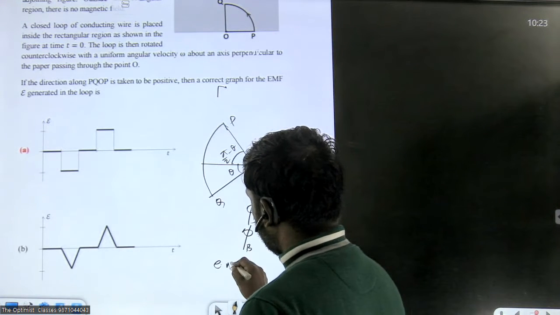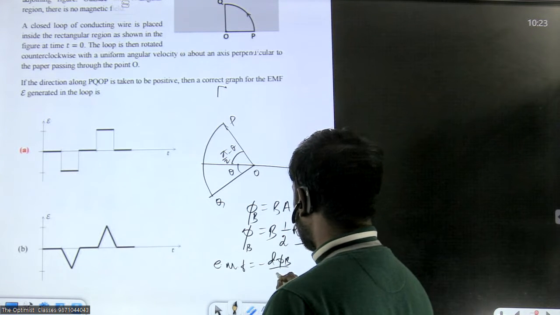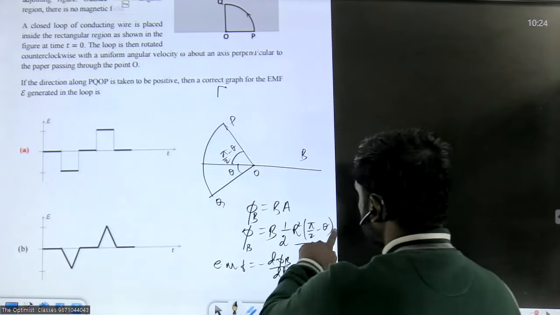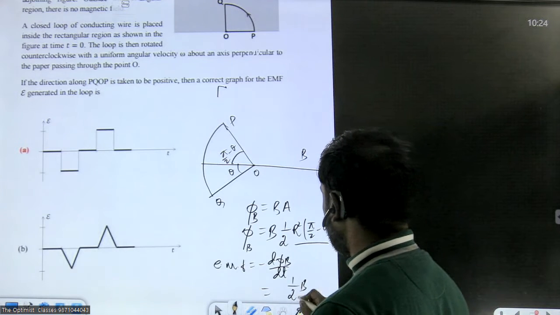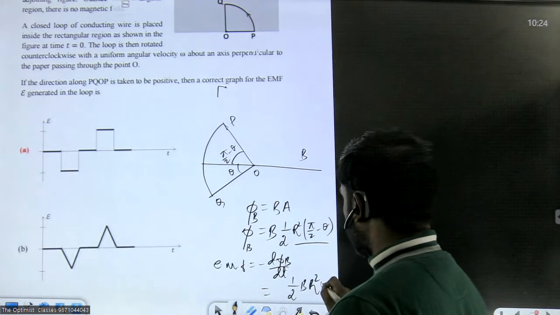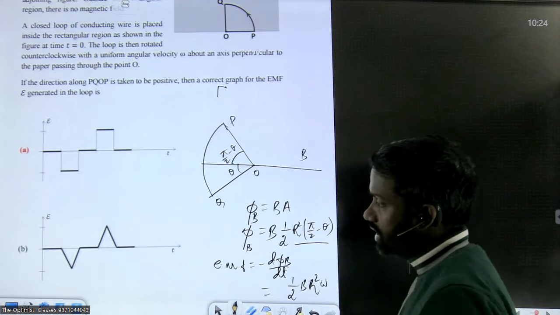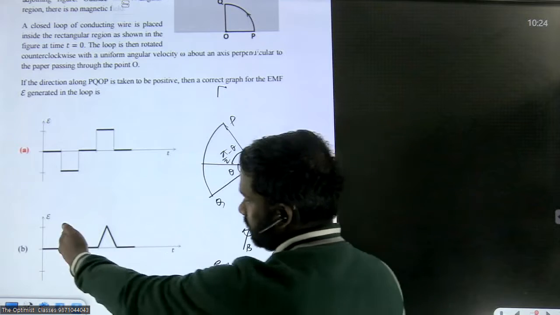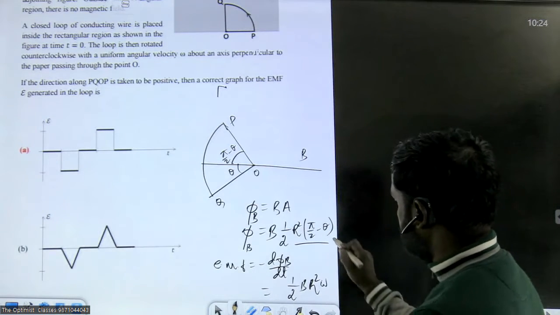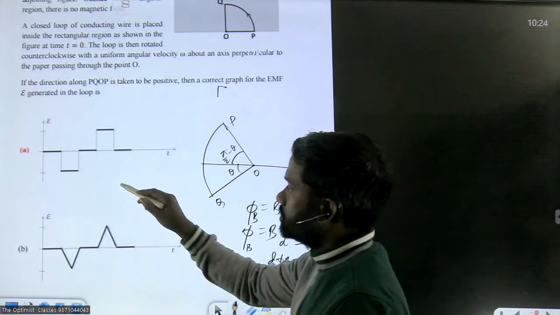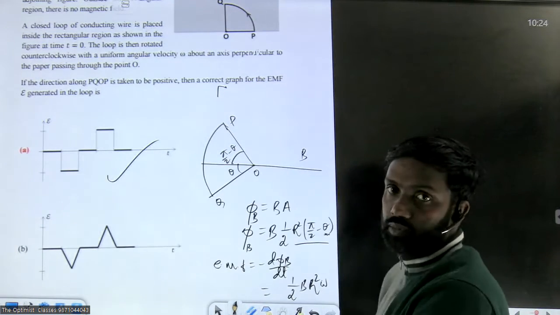So EMF will be equal to minus d phi b by dt. When you differentiate it, d theta by dt will become omega. So the value of EMF that you are going to get is 1 by 2 b r square omega. You can see this EMF is actually constant, so EMF won't be varying. There is no time dependence. d theta by dt becomes omega. Therefore, the correct option will be this, because the magnitude of EMF is remaining constant. It is only becoming positive and negative.